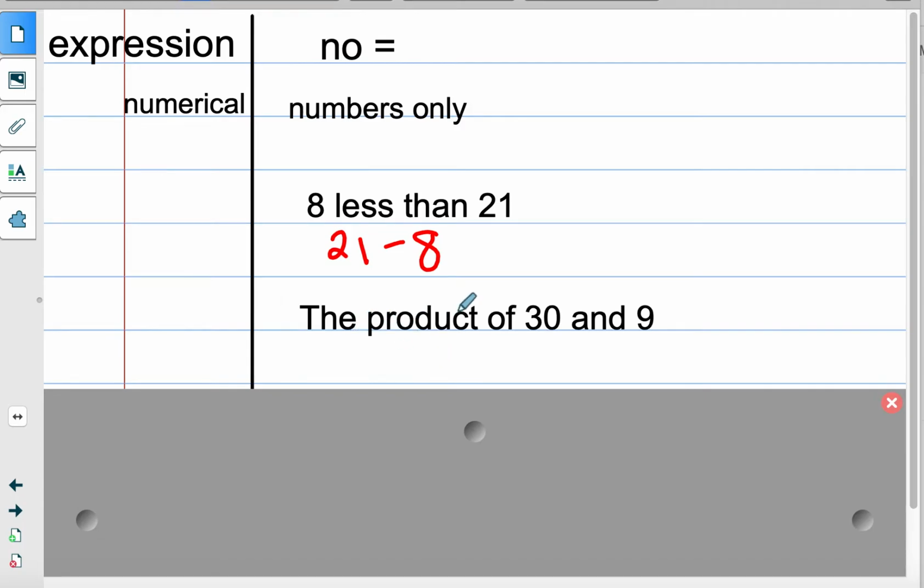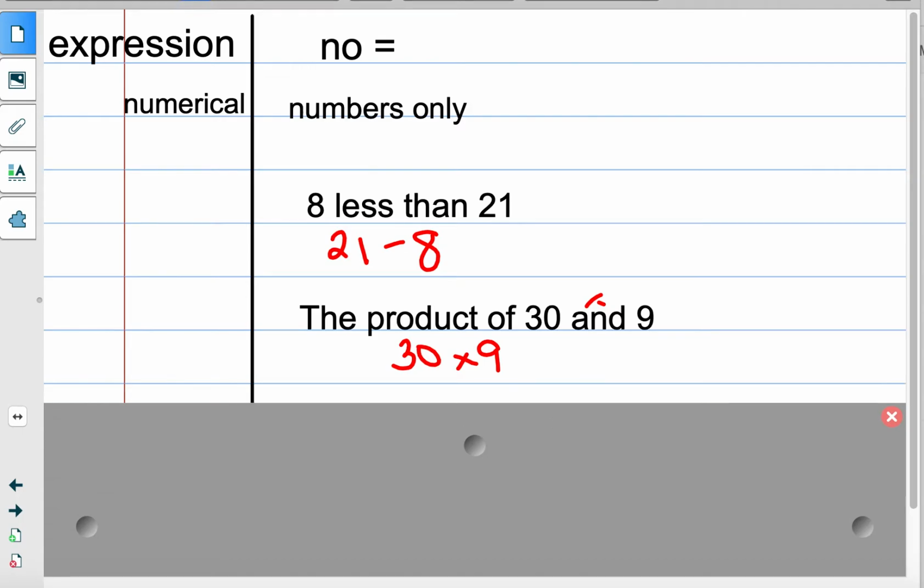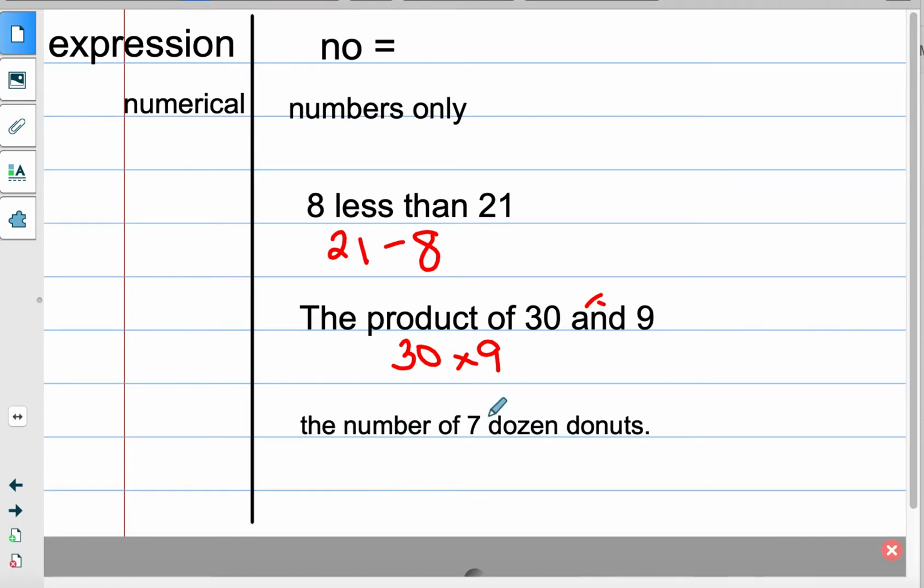So at this point, you don't have to write the words. Just look at it. The product, there's that sum, difference, product, quotient. So we go find the and, because they'll come in pairs, 30 and 9. So that's where the multiplication would be. So 30 times 9. Last one, the number of 7 dozen donuts. So you have to think, well, dozen means 12, and I have 7 of those, so 7 times 12.